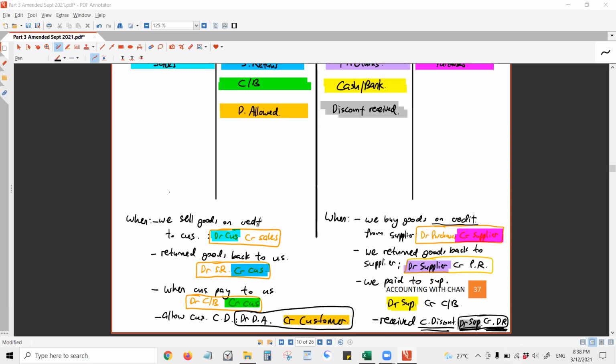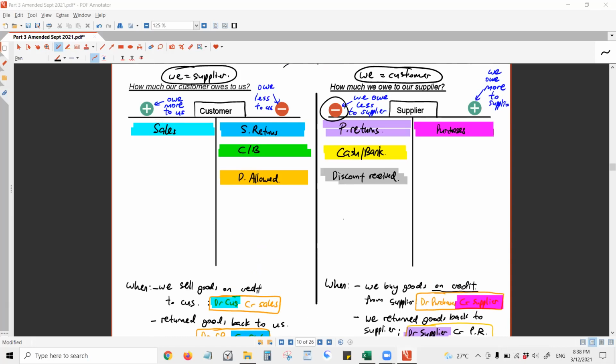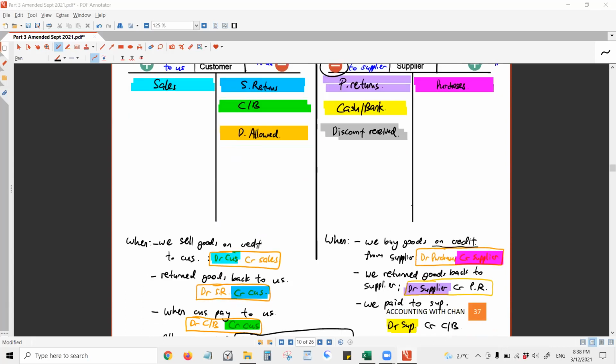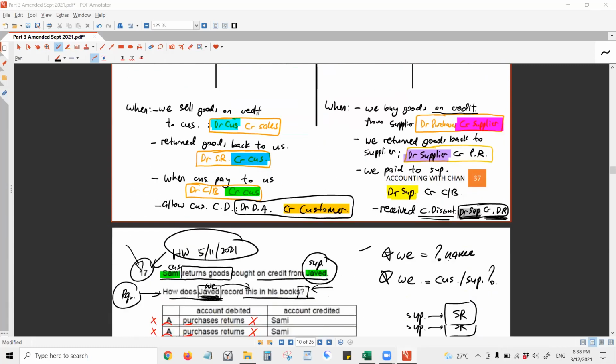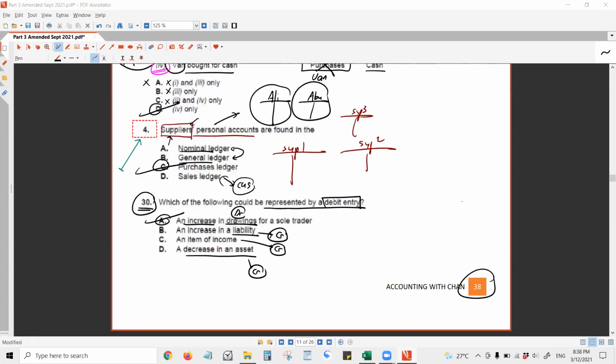Okay, good, well done. So let's go through some questions. This summary is quite useful. It's very useful because it's very popular in the exam where they ask you to do a customer account or supplier account. Really, always. If it doesn't come out in paper 2, then it may come out in paper 1. For sure it would come out in the whole accounting exam. Okay, let's go through the questions.